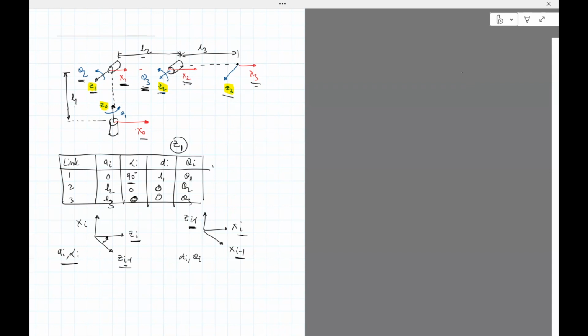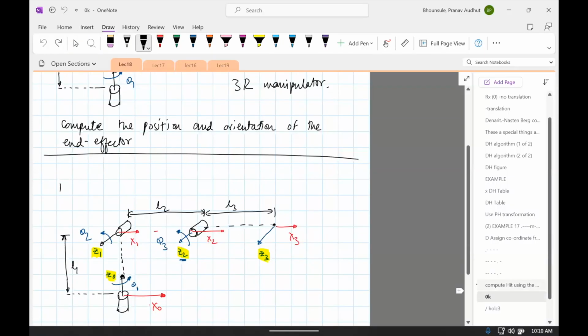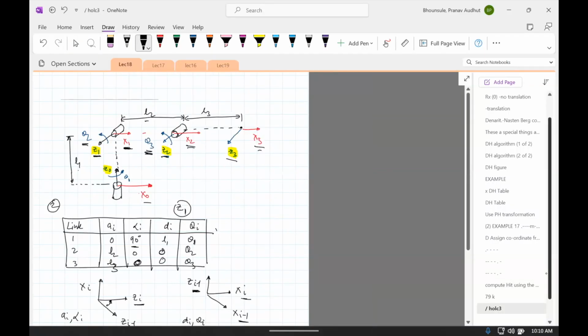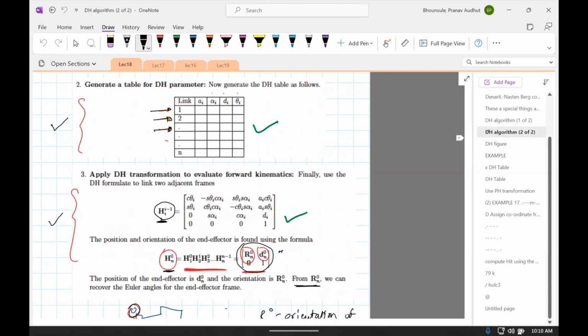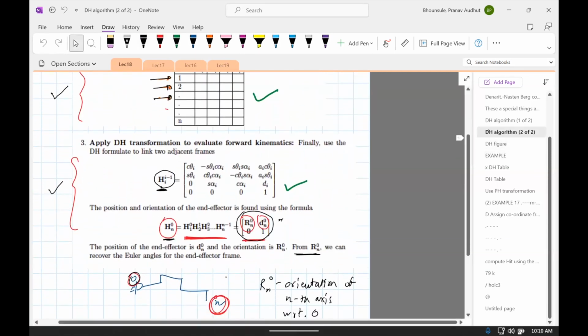So this is my DH table. Okay, the final step is, so this is step number 2. This one was step number 1. And the last step, number 3, is to use the DH transformation formula, this one.